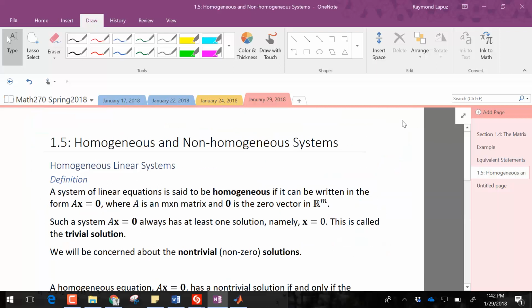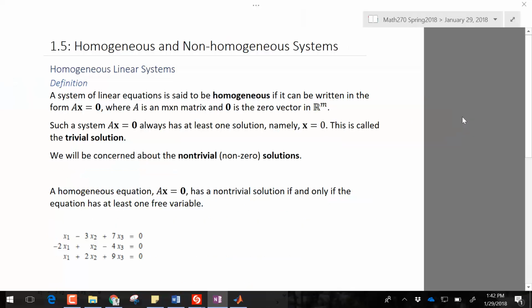So let's continue talking about systems and matrix equations, and then continue to relate it to the idea of spanning and things like that. So homogeneous, I got used to when I was in college, homogeneous, but let's say homogeneous. I'll try to say homogeneous.